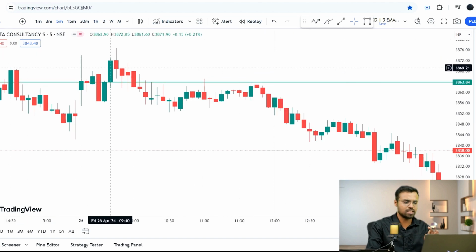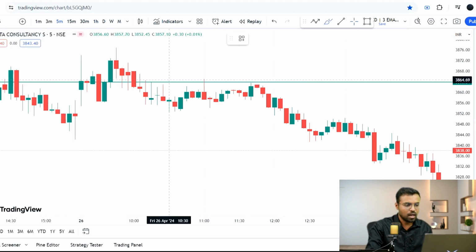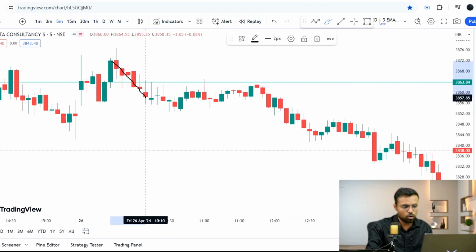Now, once I've done this, do I see another opening of a green candle after the green candle of the 9:40 candle? I do not. Now what happens is the sellers for the first time are coming into the market and dominating.